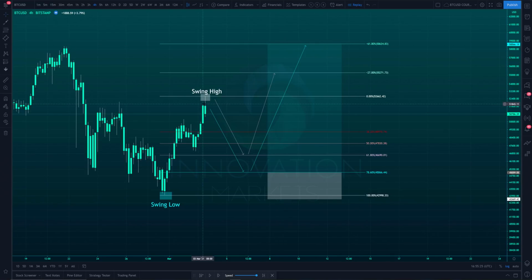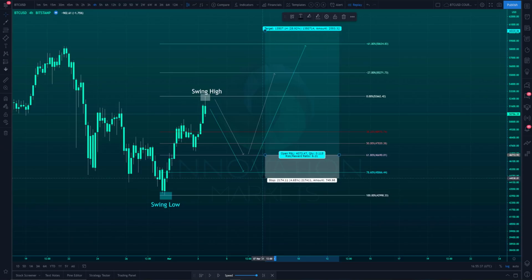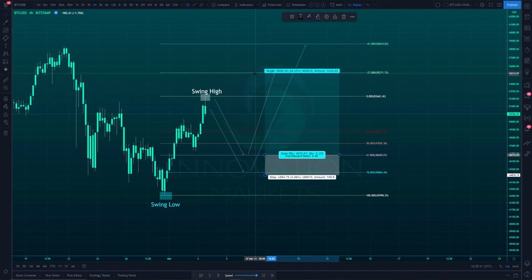Now, this doesn't mean that if it hits one of these levels, it cannot actually go to these extensions. However, the general rule of thumb is when it comes to risk to reward, you want to be looking at different levels. If you're entering from here, you would want your stop loss below the 78.6 if you're going to take that risk, and then you're going to have to focus more on the first target, which is the minus 27.